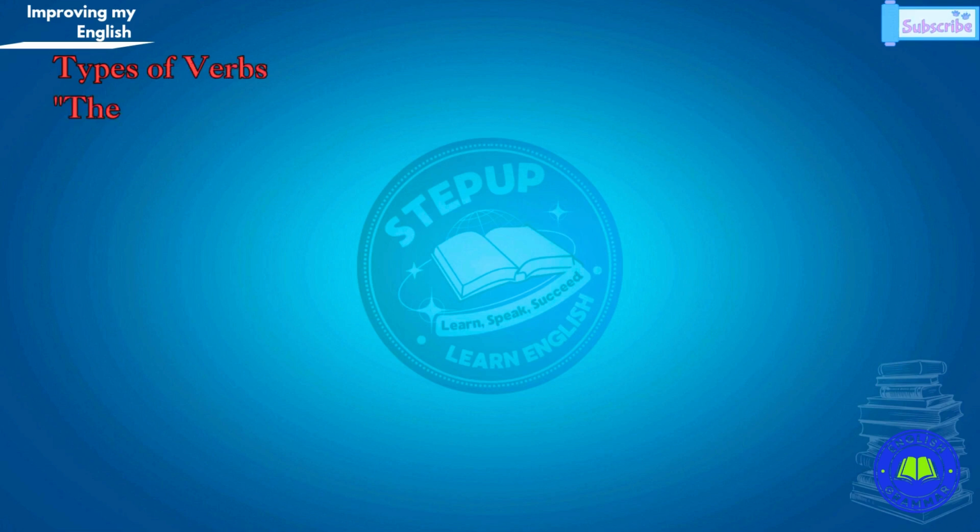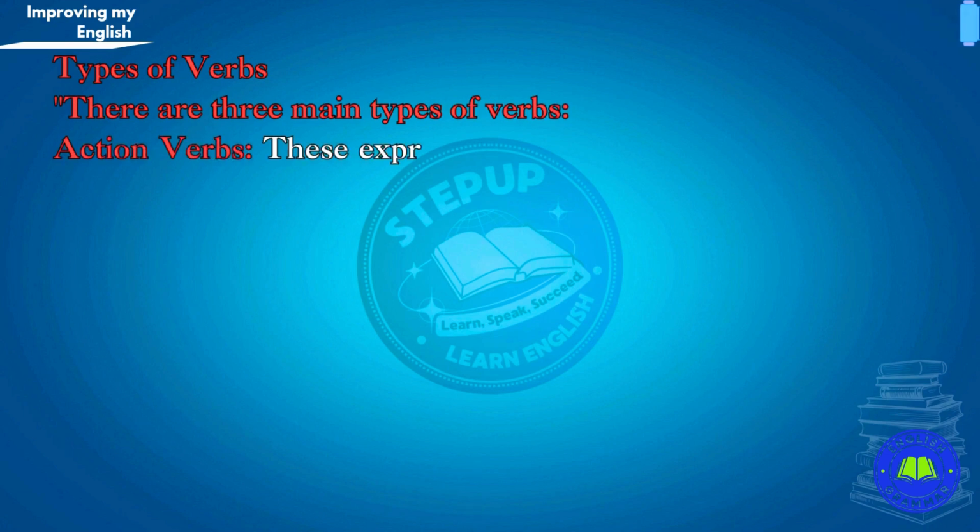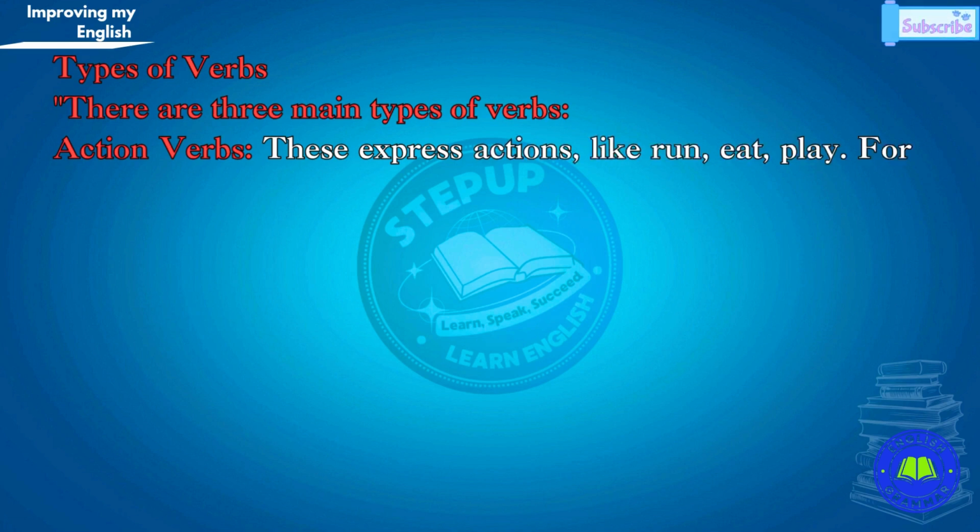Types of verbs. There are three main types of verbs. Action verbs. These express actions like run, eat, play. For example, she runs every day.